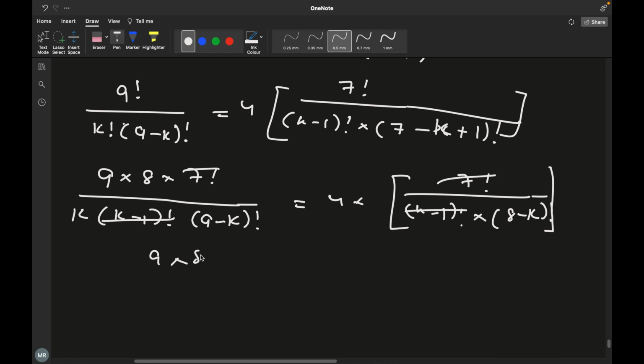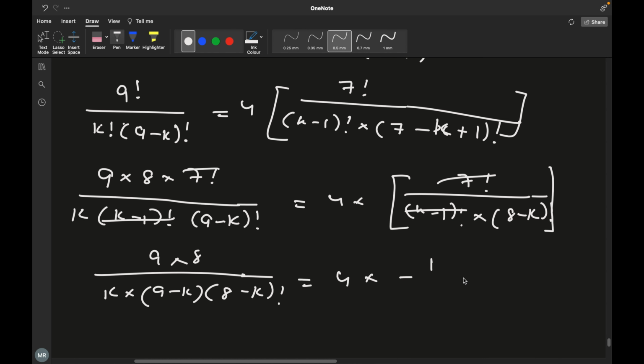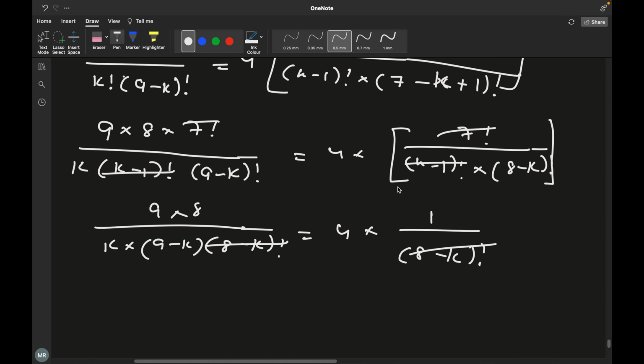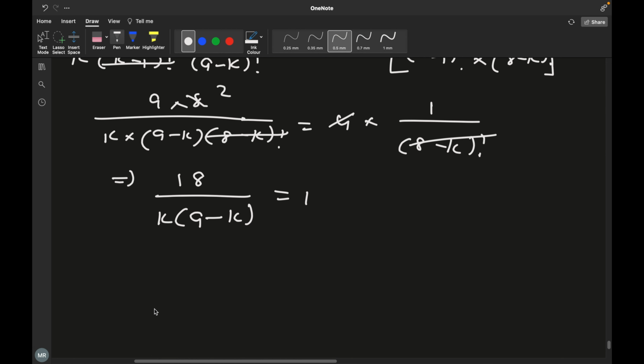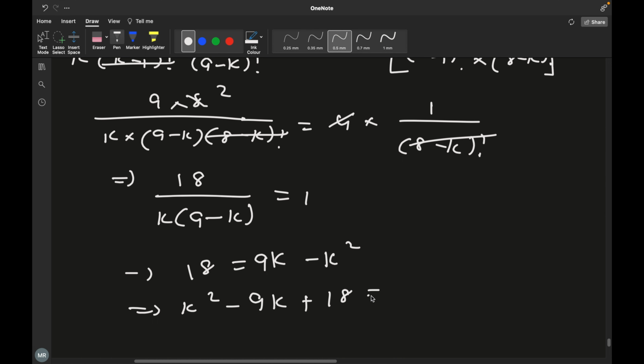Okay, let's just leave that. k into 8 minus k factorial. It's going to be 4 into 1 divided by 8 minus k factorial. This gets cancelled and this gets cancelled, and we're left with 18 by k multiplied by 9 minus k is 1. We can write 18 is 9k minus k squared. So k squared minus 9k plus 18 is 0.